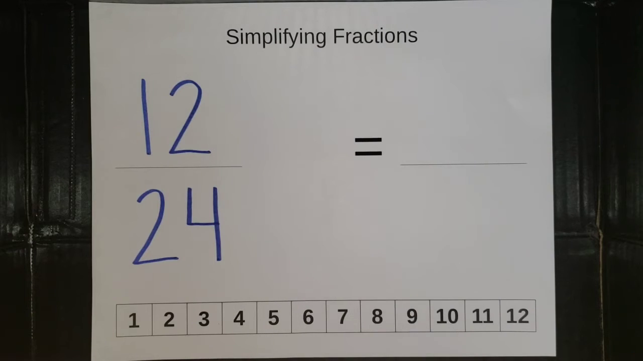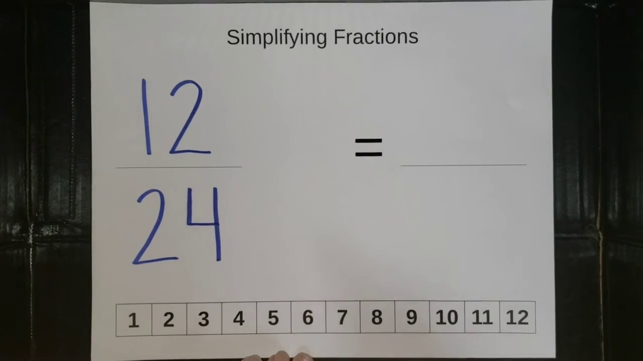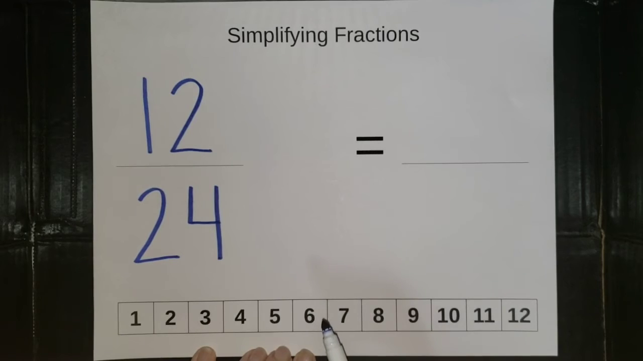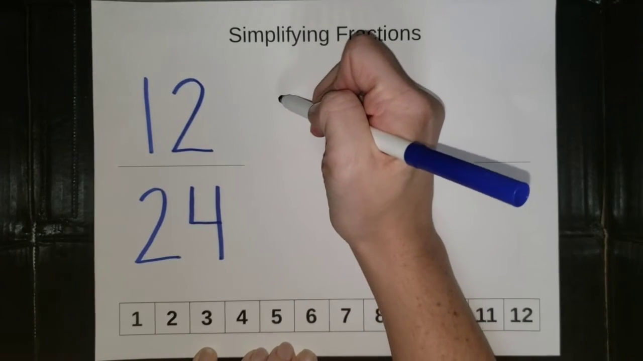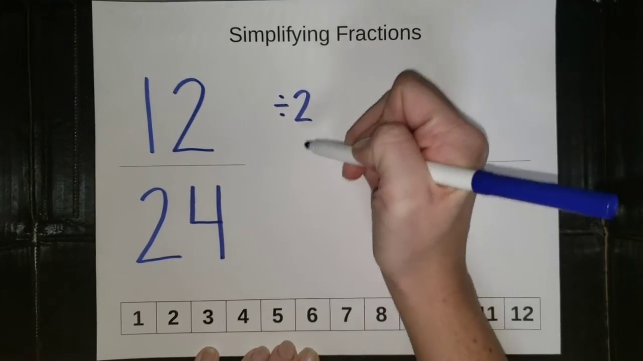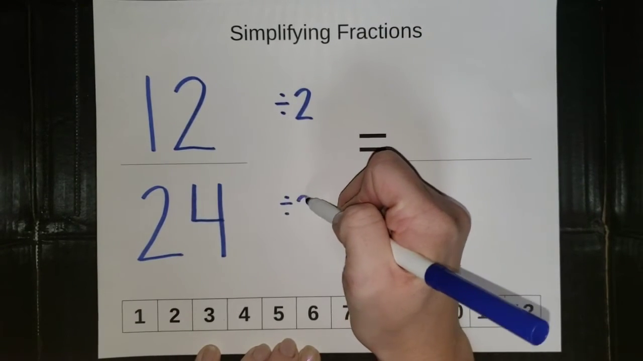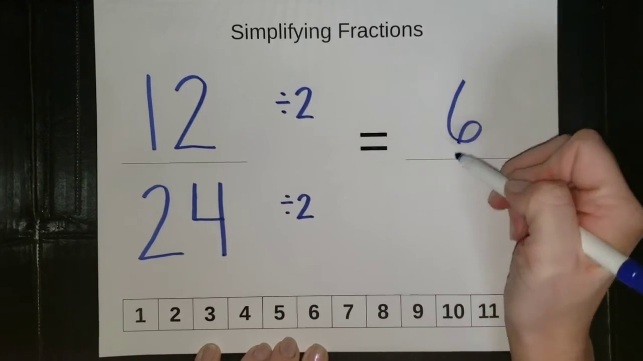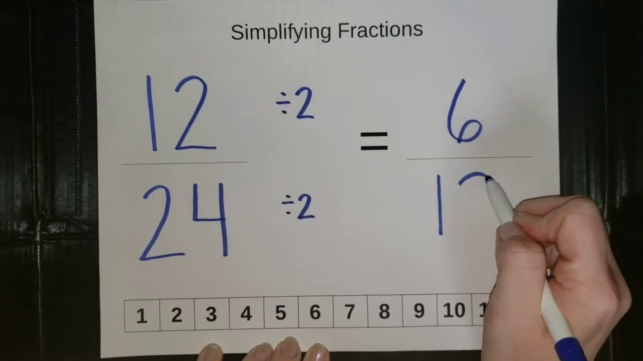Sometimes we think that we have reduced our fraction to its simplest form, and sometimes we actually haven't. So let's talk about what that looks like. Let's say in this case of 12 over 24, you say to yourself, oh, 12 and 24 are both even numbers, so I can divide them both by 2. In this case, you would get 6/12.